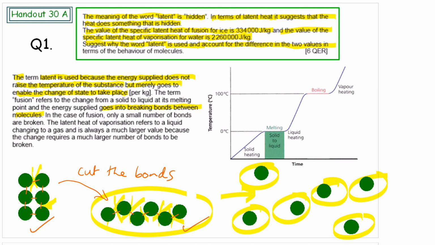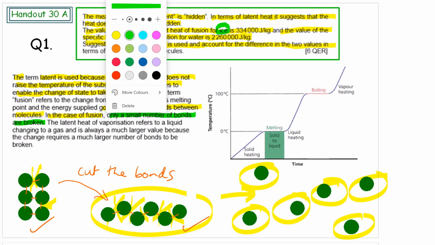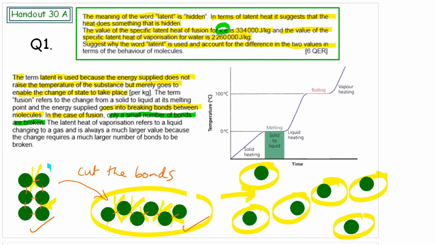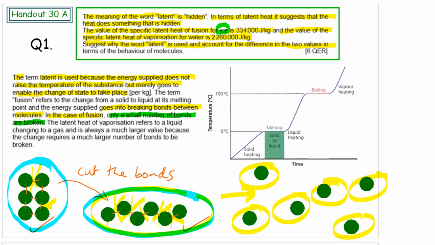Now, in the case of fusion, and remember, fusion is the change of state between a solid and a liquid, only a small number of bonds are broken. We've seen that already. Whereas the latent heat of vaporization refers to a liquid changing to a gas, and there are always a lot more bonds being broken, and so the value is always much larger, because the number of bonds being broken is much larger.